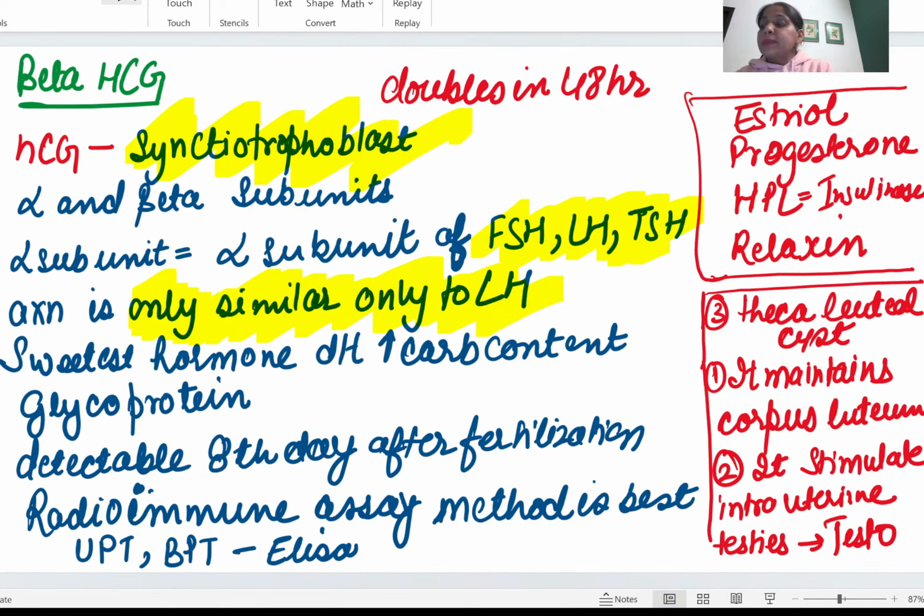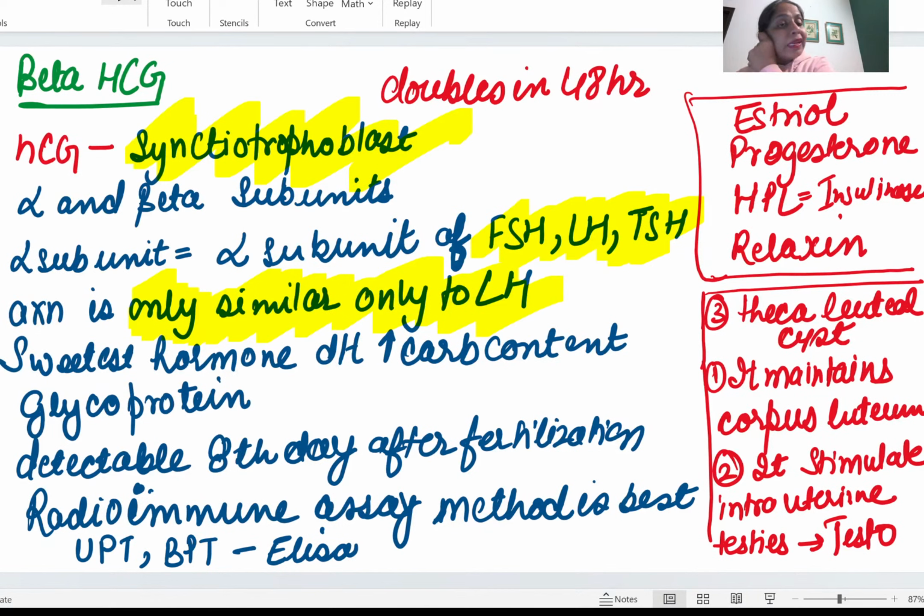It has been asked three times in the exam that HCG is structurally and functionally similar to, and the options were FSH, LH, TSH, GH and HPL. So the answer was LH. Because the HCG action and structure is similar to LH, therefore HCG has a luteotropic effect.